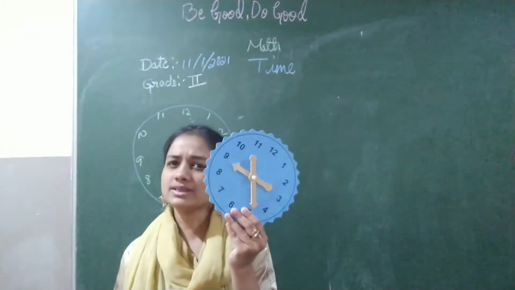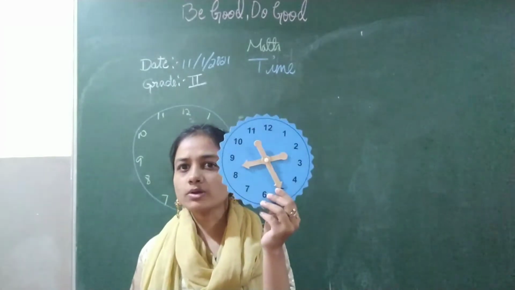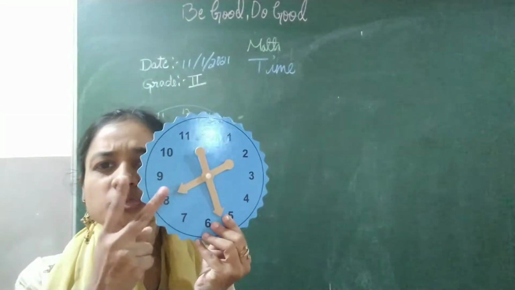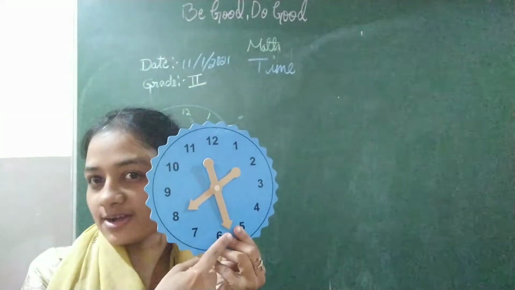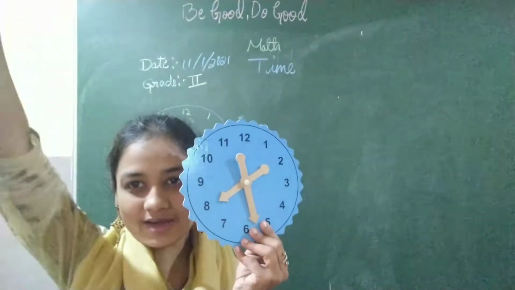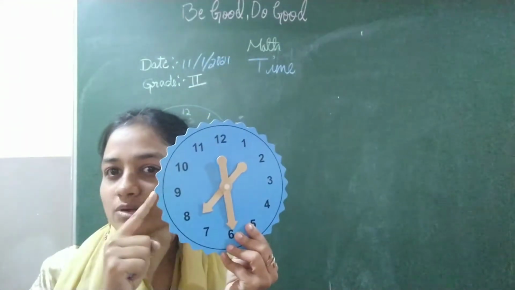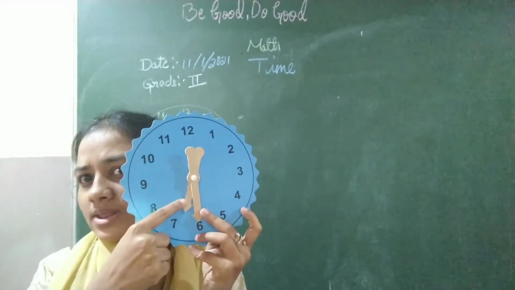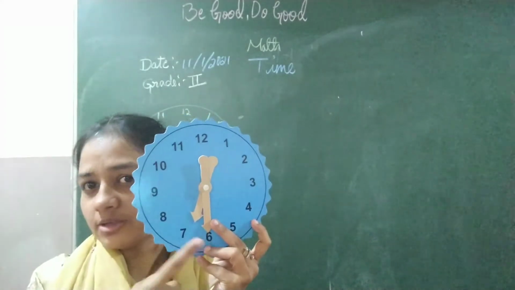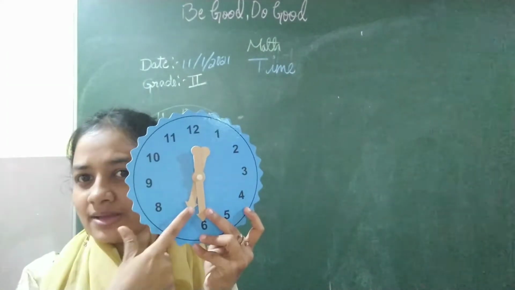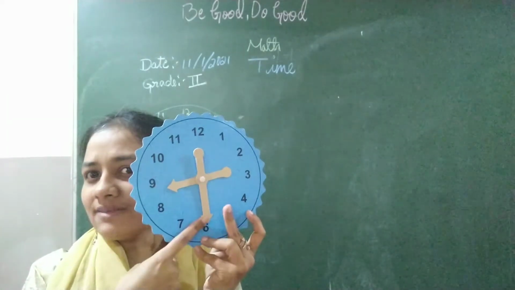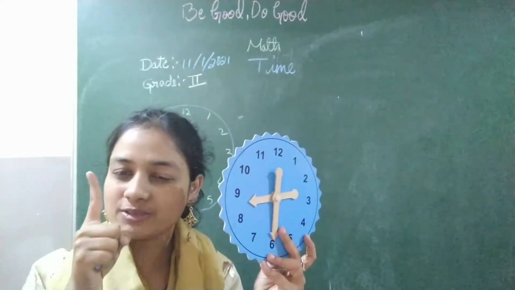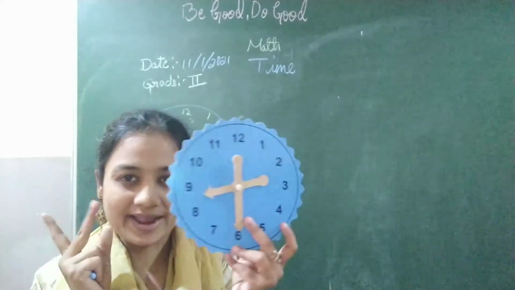So, this is just a small model of a clock. What you see in this clock, you can see numbers written on it, and you can see 2 sticks. These sticks are called hands of the clock. Even for a clock, you have 2 hands. If you see this, one hand is small, one hand is big. How many hands does a clock have? 2 hands. One is the small hand, one more is the big hand.